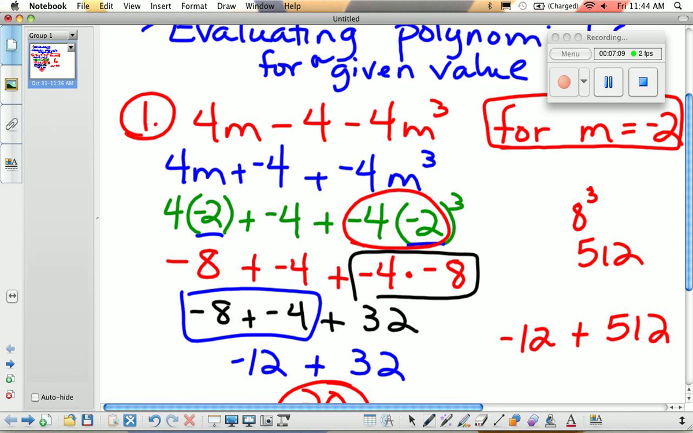What's that? Not 20. Not 20, that's for sure. Well, come on, you guys can do this. 500. It's 500. So it's not 20, is it? So does it matter? Yes. It does matter, doesn't it?